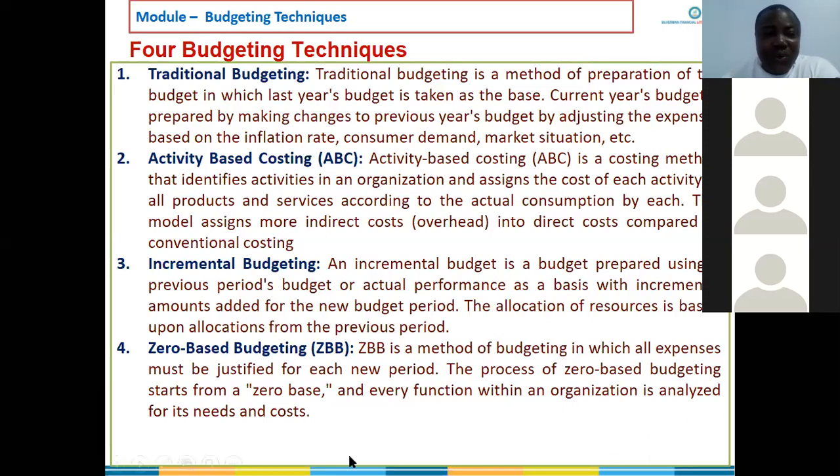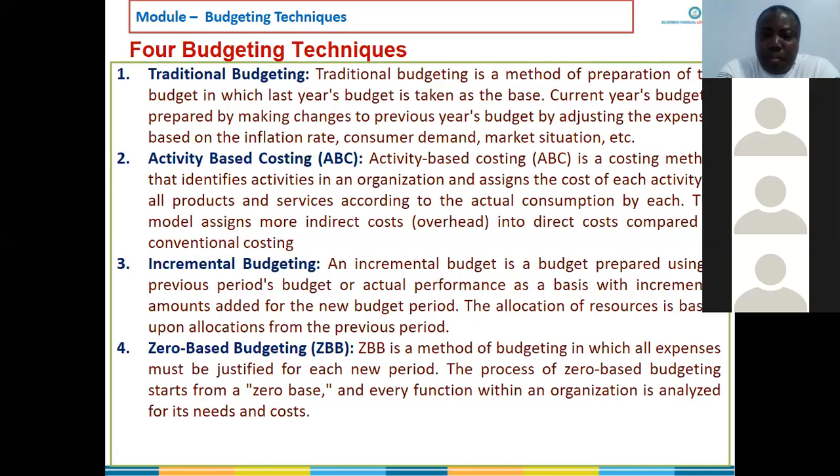budgeting techniques that are used are number 1 and number 3. The traditional method, where the current year's budget is prepared by making changes to the previous year's budget by adjusting the expenses based on inflation rate, consumer demand. That is very common, let me say about 50 to 70%. Then we also look at incremental budgeting, which is point number 3. It's also very common. You also increase based on the quantity or whatever, and it's very linked to the first one. This is a very common way of preparing a budget in organizations.